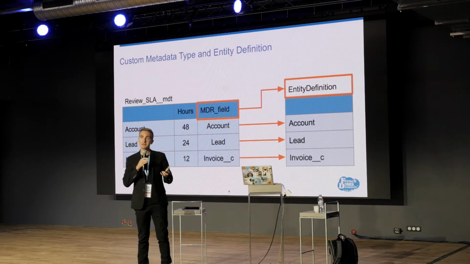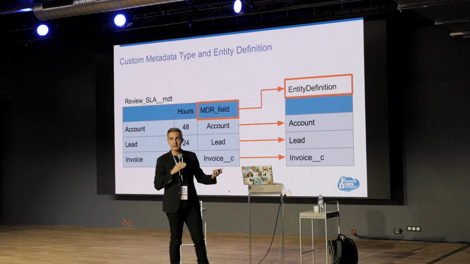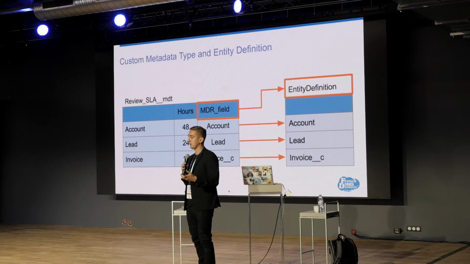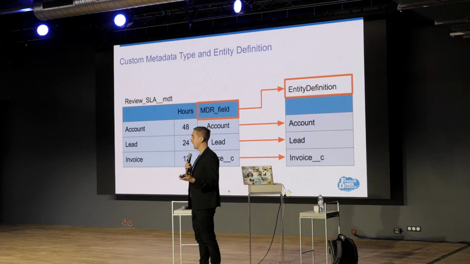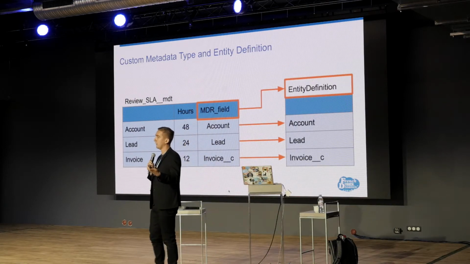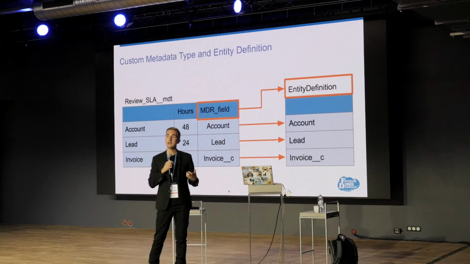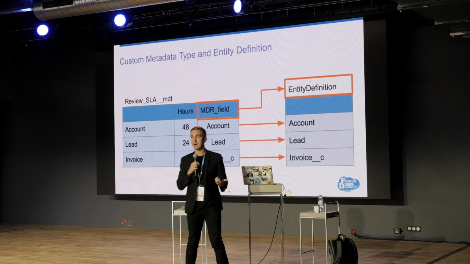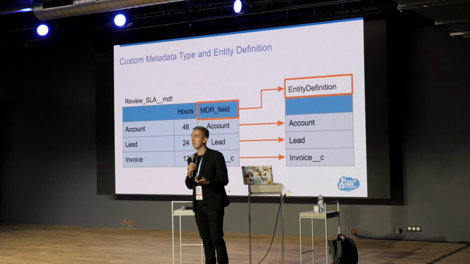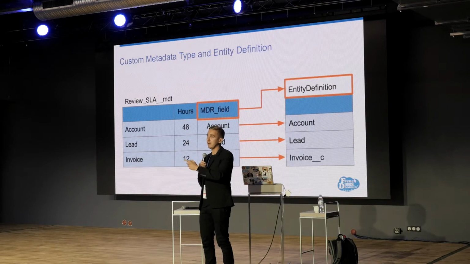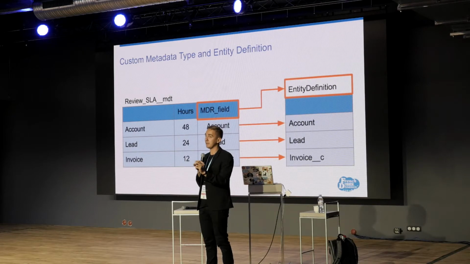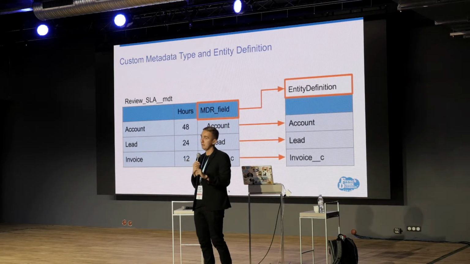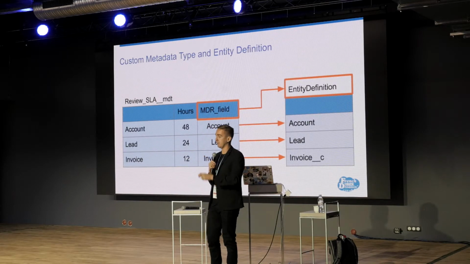So as I said, that's a relationship between one metadata type to another metadata type. In this case, it's custom metadata type to entity definition. So let's say I have some kind of SLA when a new account or new lead or new invoice should be reviewed by someone in my org. For account it's 48 hours, and I know that record relates to account definition. So in my epics, I can say, hey, this should go to account definition. It's not a particular record of account, but to the account as an object definition.